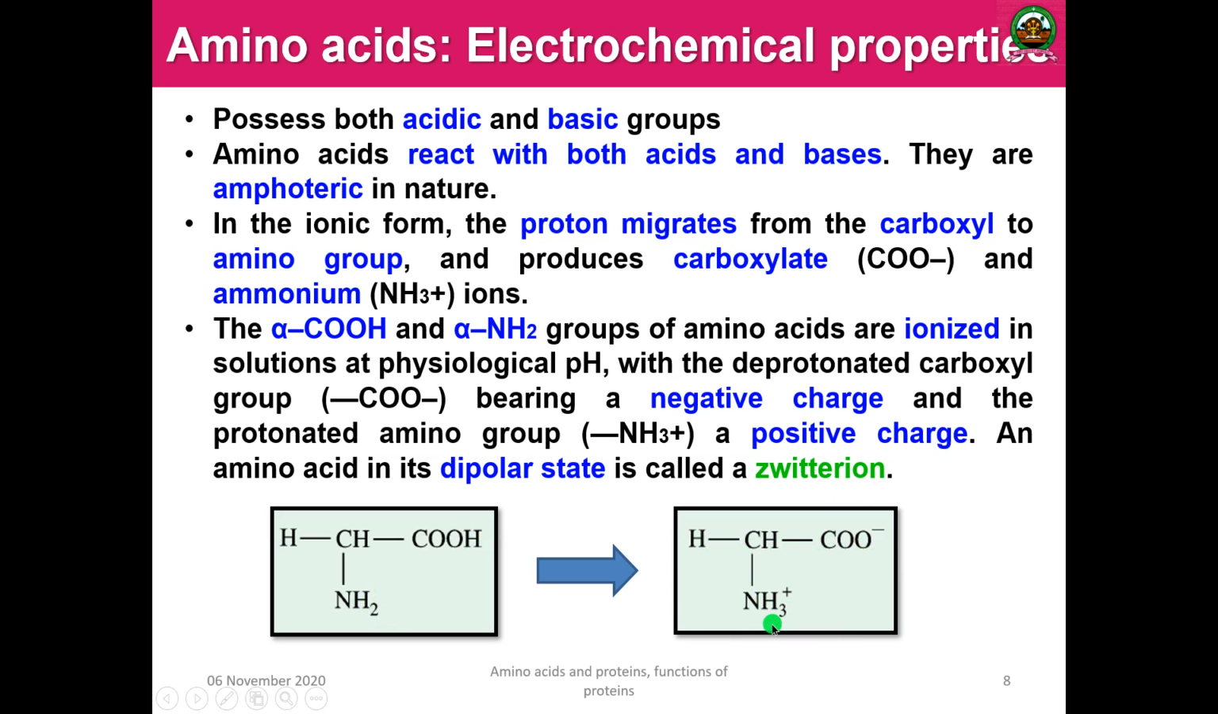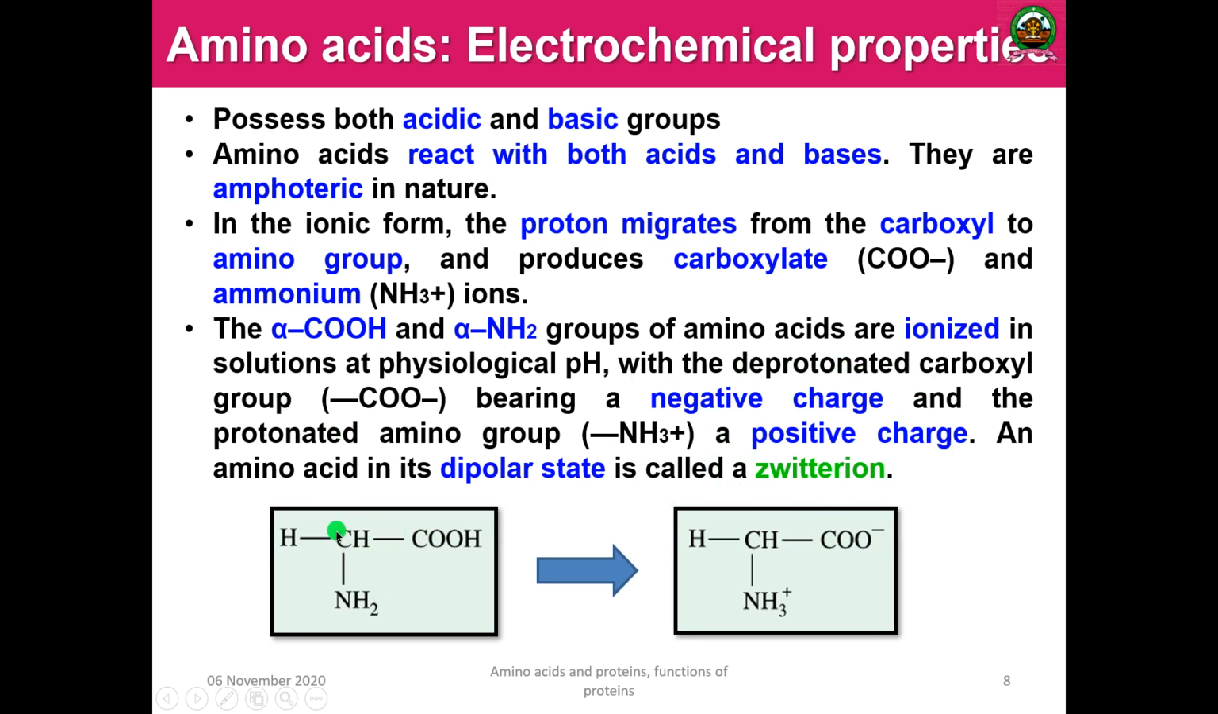You can see in this particular molecule, one end of the molecule has a positive charge and the other end has a negative charge. This is very important. Such a molecule is known as a zwitterion. One of the most important properties of amino acid is that they are able to exist in a dipolar state with both charges. Such components are known as zwitterions.